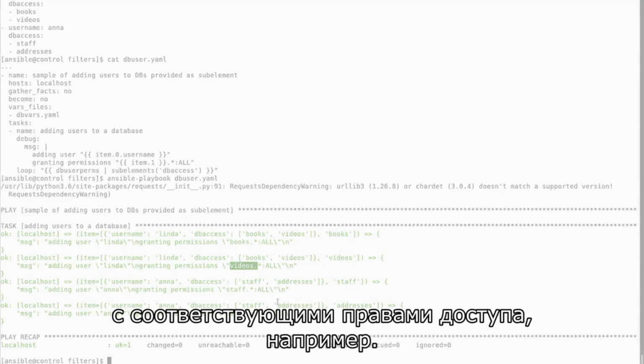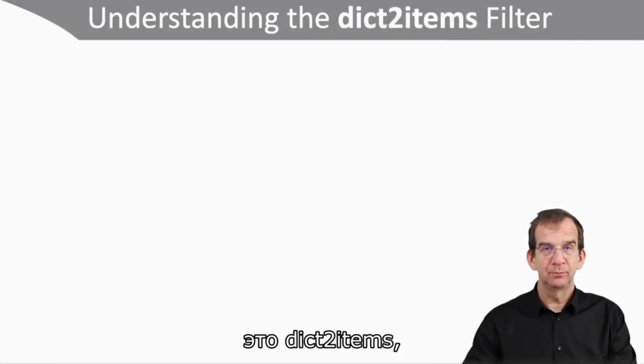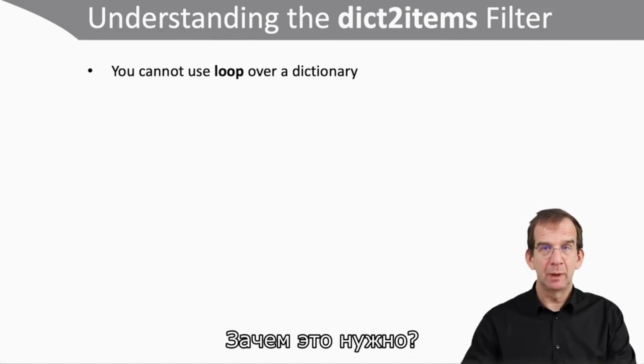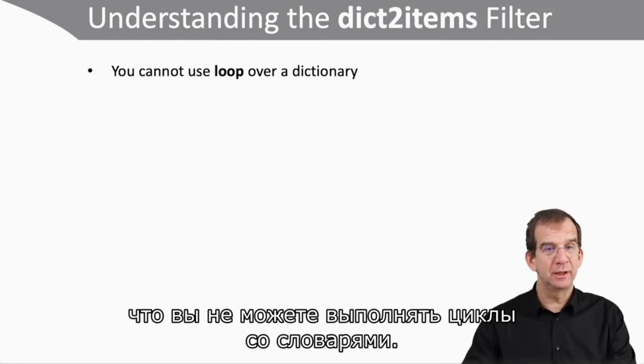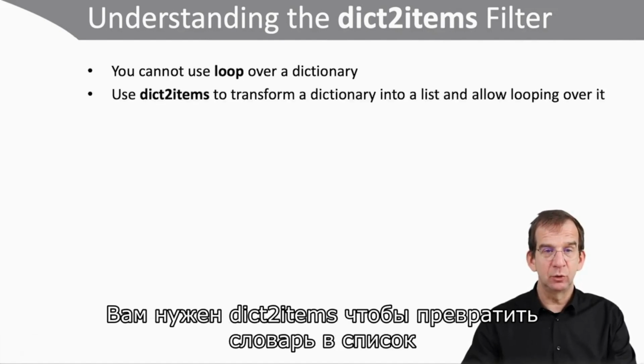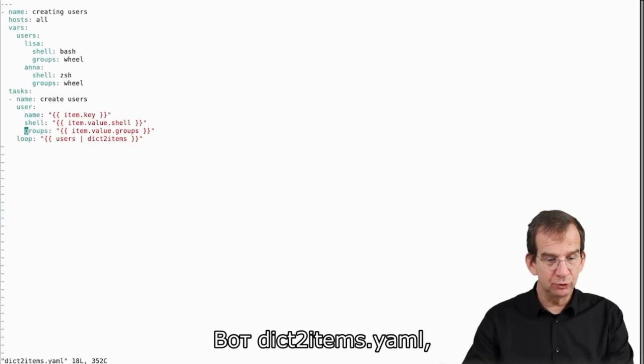So the last filter I'd like to have a look at here is dict2items, which is converting a dictionary to items. Why would you want to do that? For the simple reason that you cannot use loop over a dictionary. So you need dict2items to transform a dictionary into a list and allow looping over it. Let's check it out. So here we have dict2items.